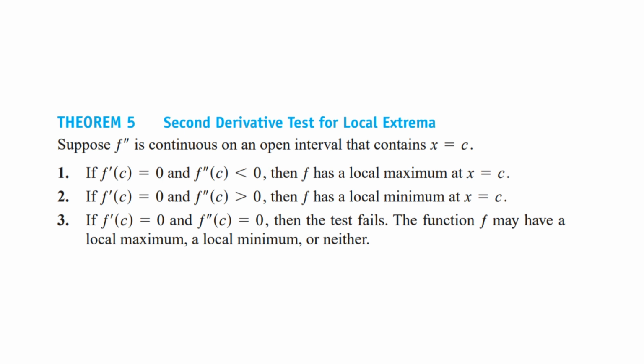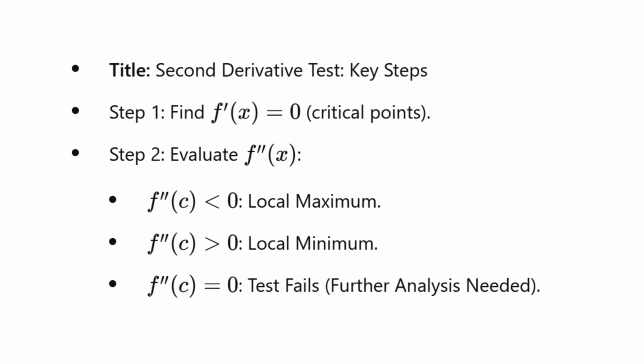Now we will explain the second derivative test for local extrema. This method helps us determine whether a function has a local maximum, a local minimum, or neither at a critical point. By analyzing the first and second derivatives, we can clarify the behavior of a function. Let's break it down step by step. To use the second derivative test, follow these steps.